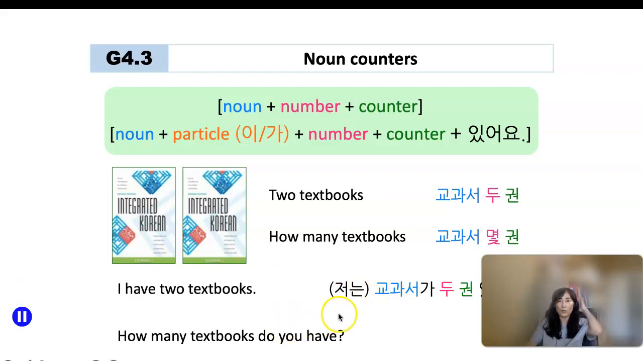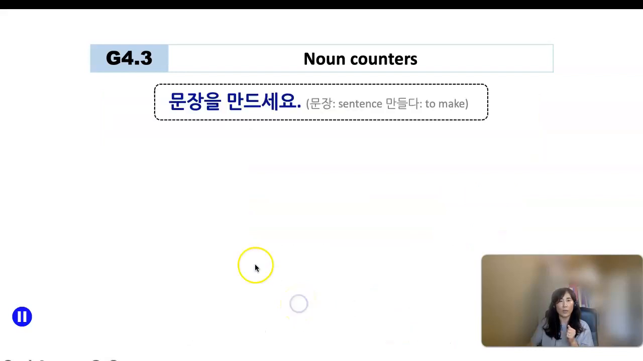How many textbooks do you have? 교과서 몇 권 있어요. 몇 권. So usually the 몇 권, this kind of question word, goes just before this verb 있어요. 교과서가 몇 권 있어요. That means how many textbooks do you have?